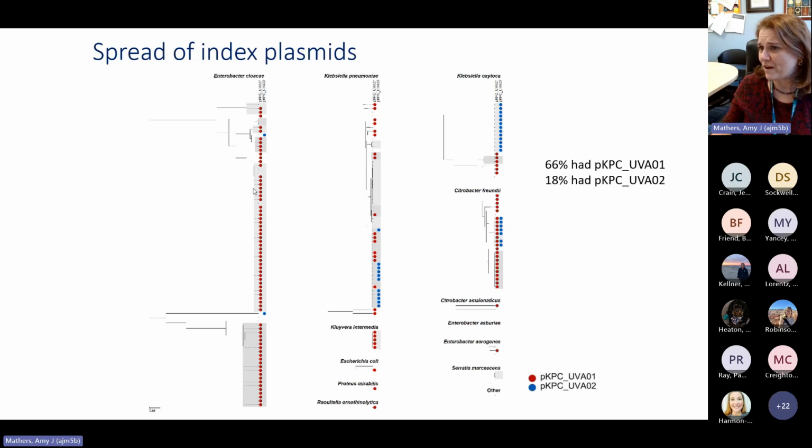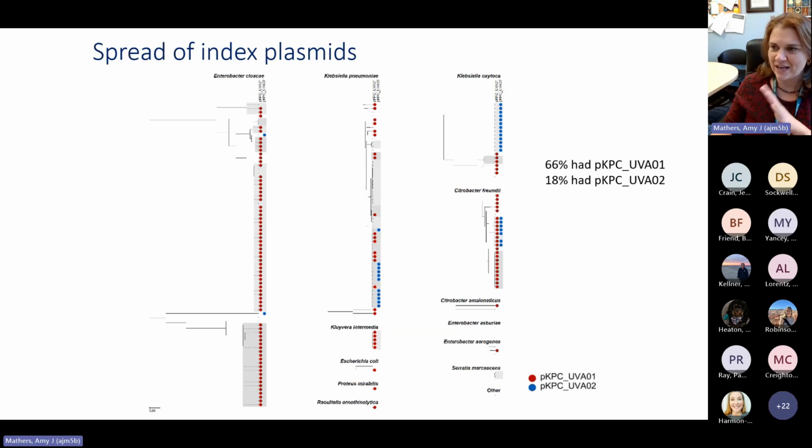patients, what we found is 66% of the patients had that index plasmid from that patient from Philadelphia, and another 18 had the second index plasmid from his other isolate, the Kleb oxytoca. So the vast majority of this was a plasmid-mediated outbreak.